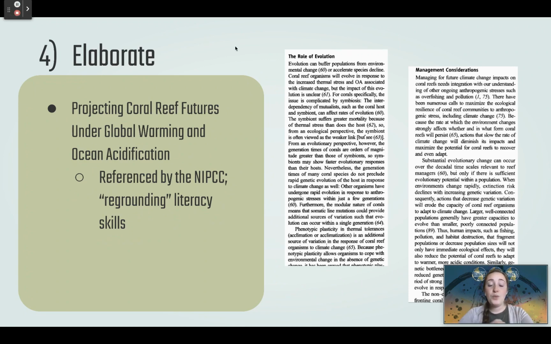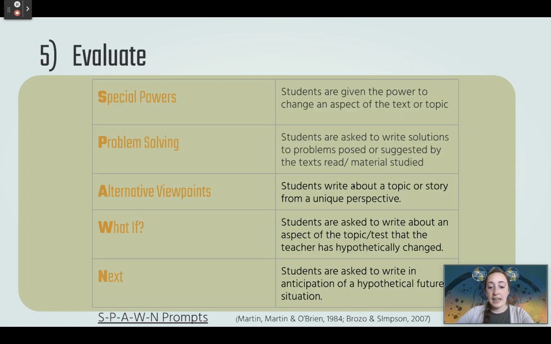They continue to build their literacy skills and also to reground them with this empirical data that they've collected in what's called a spawn activity. A spawn activity is a writing task that's an acronym. It stands for Special Powers, Problem Solving, Alternative Viewpoints, What If, and Next. And so students get to go through different prompts and choose which one they would like to answer, but all of them allows them to use their literacy skills and the empirical data that they've collected in order to write about some sort of scenario.